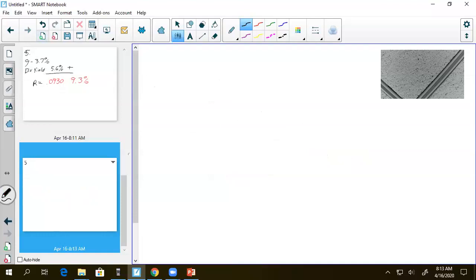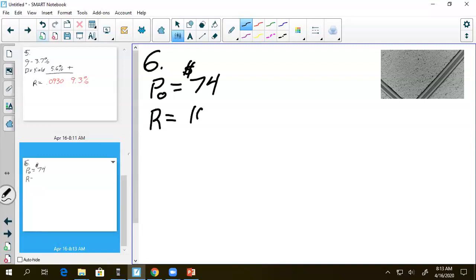Okay. Let's look at number 6 then. Suppose we know the company's stock currently sells for $74. So P0, current price, $74. The required return on the stock is 10.6%. You also know the total return on the stock is evenly divided between the capital gains yield and the dividend yield. Okay. So what does that mean?